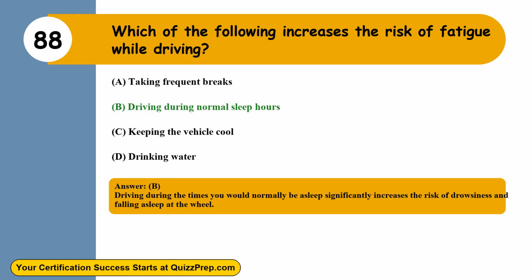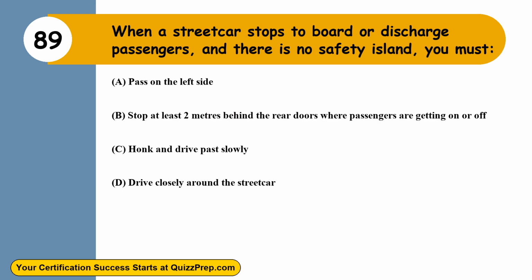Question 89. When a streetcar stops to board or discharge passengers, and there is no safety island, you must: Option A, pass on the left side. Option B, stop at least 2 meters behind the rear doors where passengers are getting on or off. Option C, honk and drive past slowly. Option D, drive closely around the streetcar.